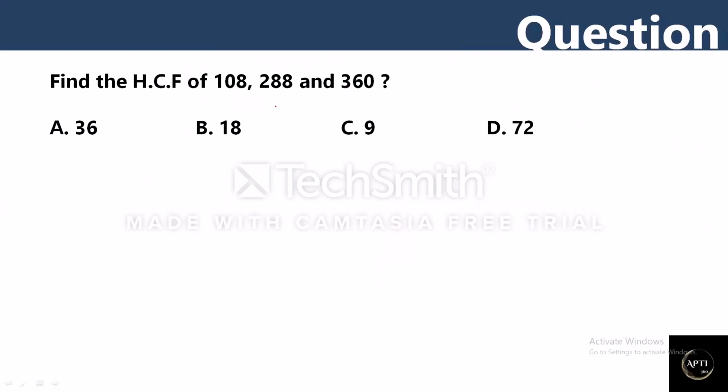Now, the highest common factor of 108, 288, 360. When I say that any one of these options is a factor of the given values, for sure we know that the given numbers should be exactly divisible by that factor. Yes or no?